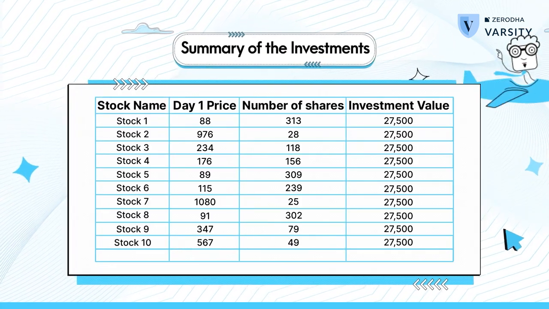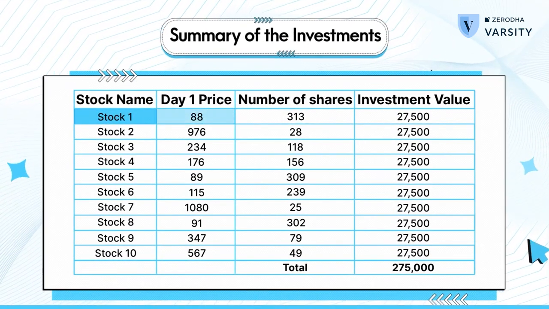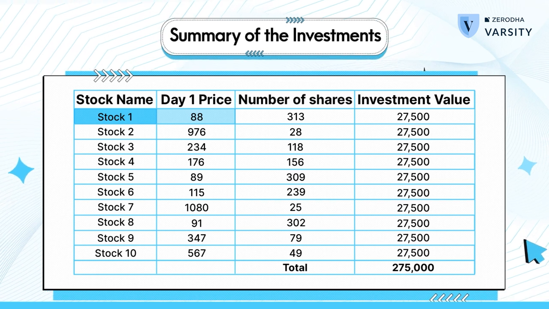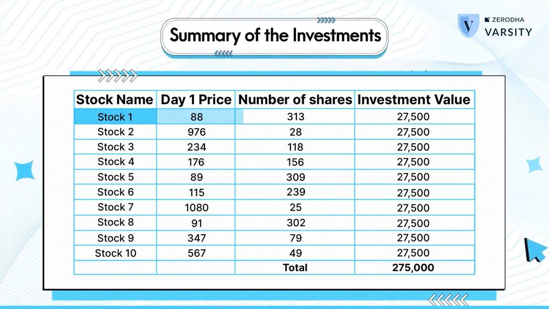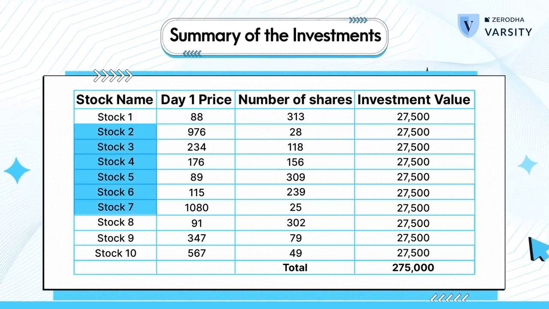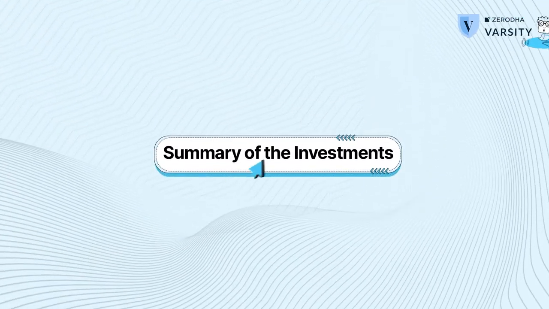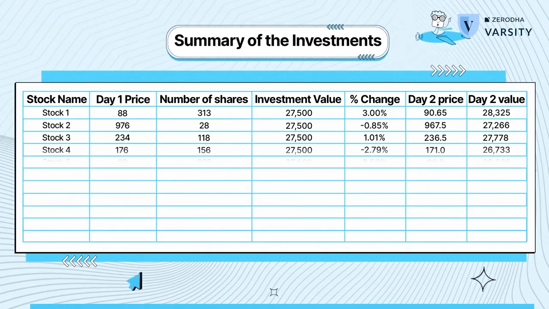So for example, stock 1 is trading at 88 rupees per share. So 27,500 divided by 88 gives 313 shares. Likewise for all the other stocks. So on day 1, at market open, the fund manager deploys the entire corpus of 2.75 lakhs. As the day progresses, the stock prices change.